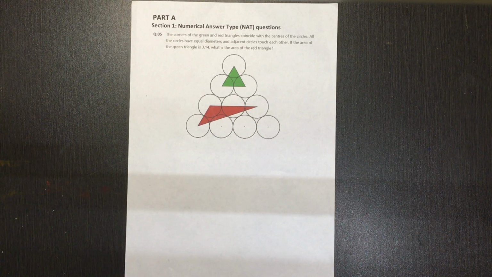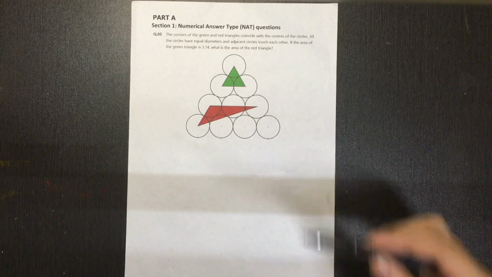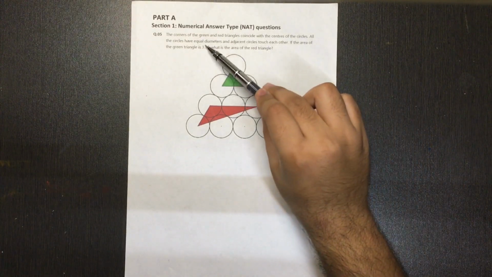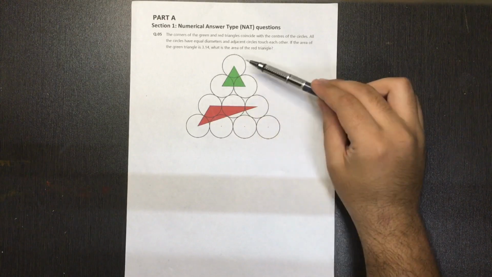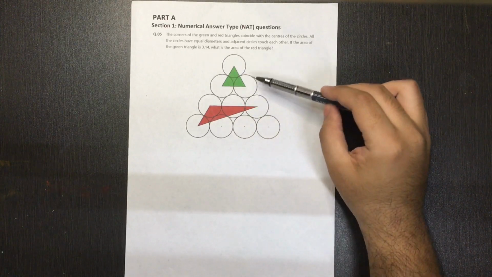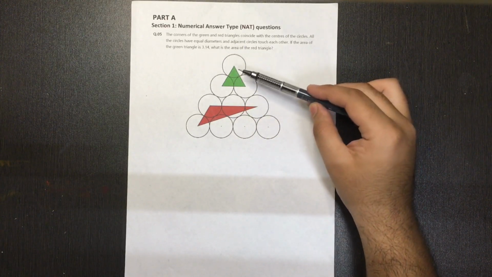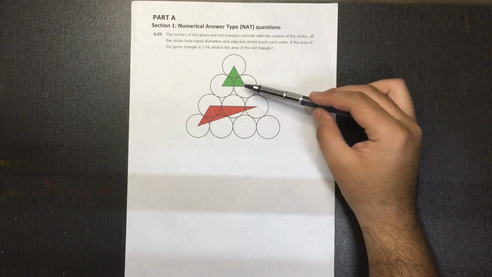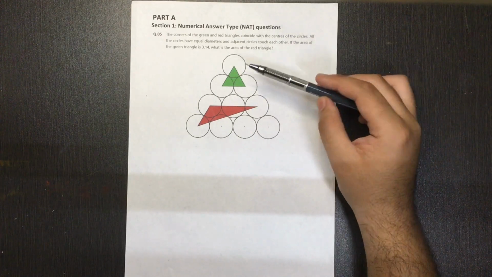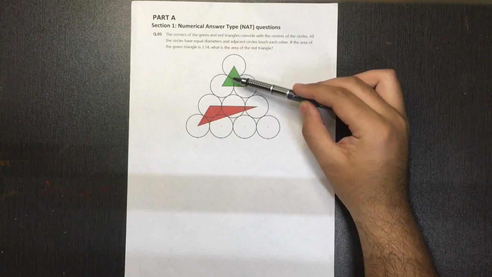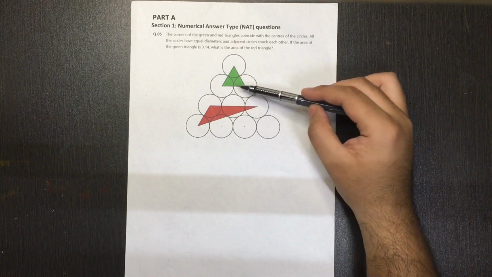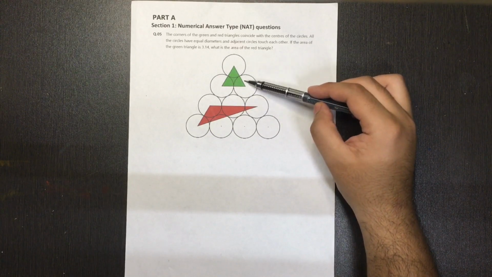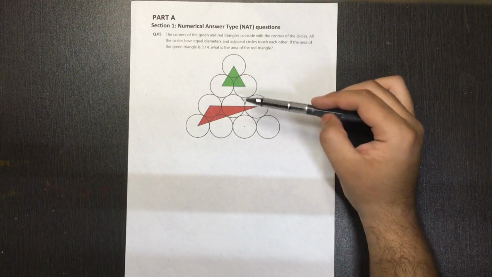Over here they have given some information. The first thing they say is that all the circles have equal diameter, so all the circles are equal, so the radius would also be equal. For the green triangle we can definitely conclude that since this radius and this radius form one side, and the same for this side and the third side also, this might be an equilateral triangle.